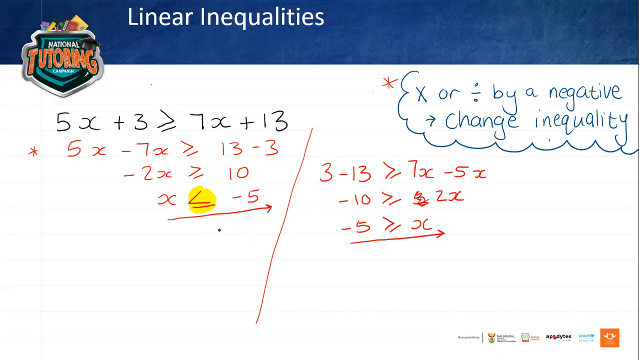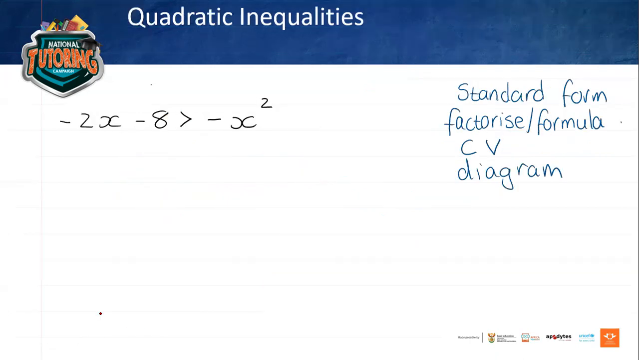It depends on whether you end up with a negative coefficient of x or not, but you'll end up with the same solution as long as you remember to change your inequality if you are dividing or timesing by a negative. All right, so that's our linear inequality. They could ask you some where you have to do distribution first. This is a very basic linear inequality, but the main point is this: you need to change the sign if you're timesing or dividing by a negative. But I want to focus on the quadratic inequalities today because that's your grade 11 work.